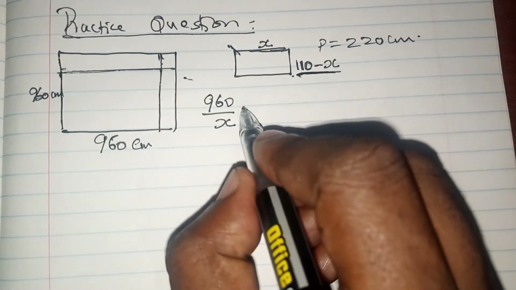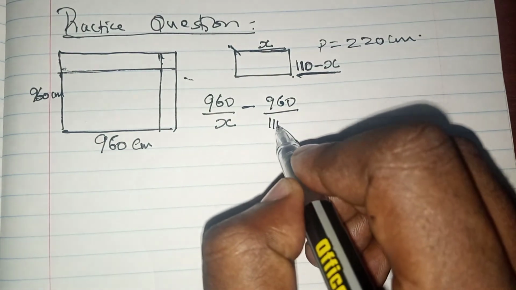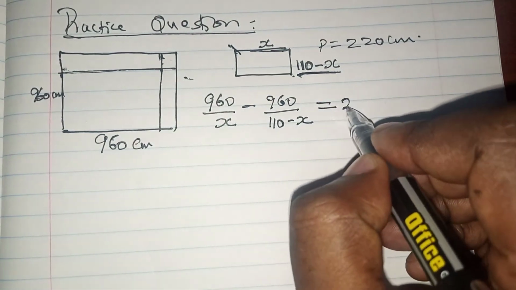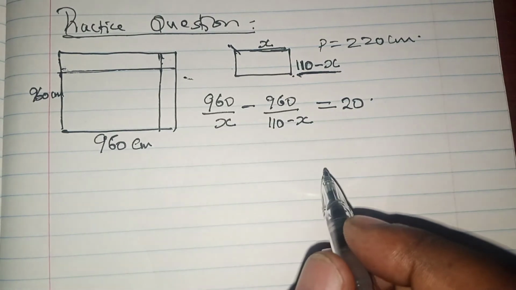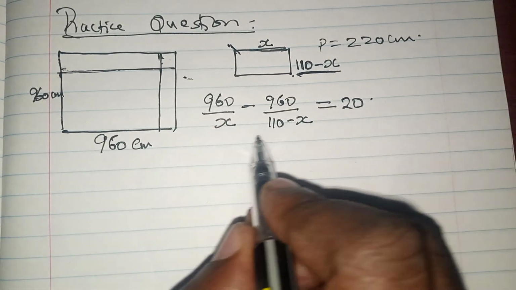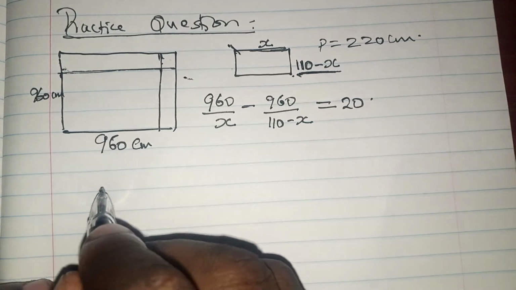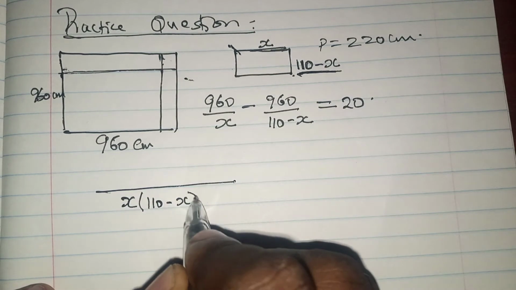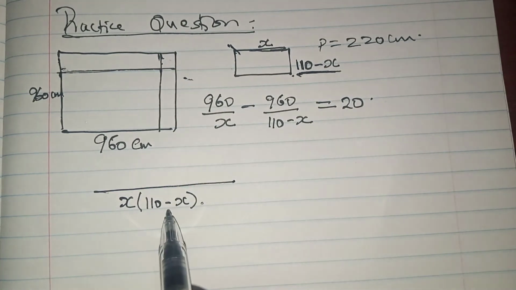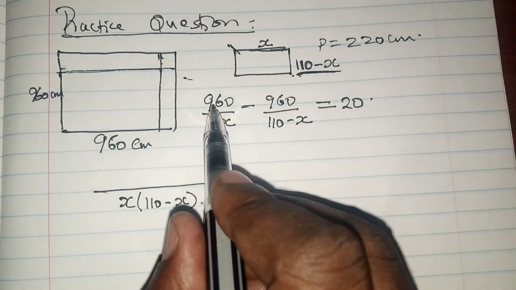So if you subtract the number of tiles along the breadth, which is 960 over 110 minus x, this is what is giving us 20. And if that is the case, then this is an algebraic question which can easily be solved. Because the left-hand side has denominators x and 110 minus x, let us get the LCM, which is x times 110 minus x, such that when we divide this denominator by this x, we get this part, which must be multiplied by 960.